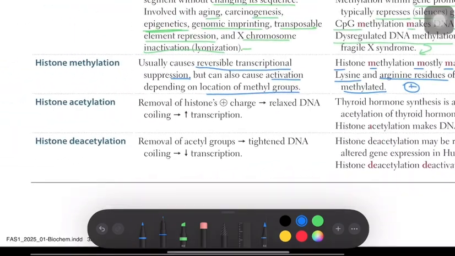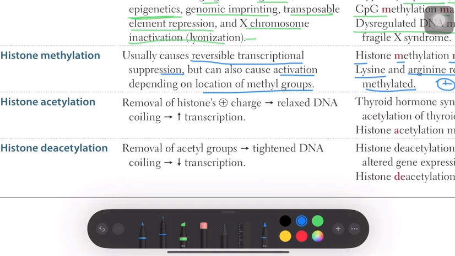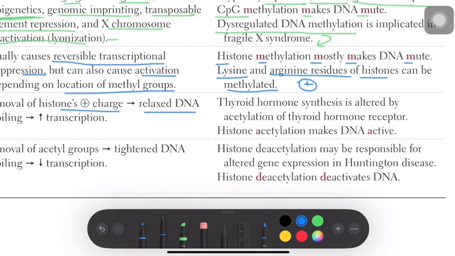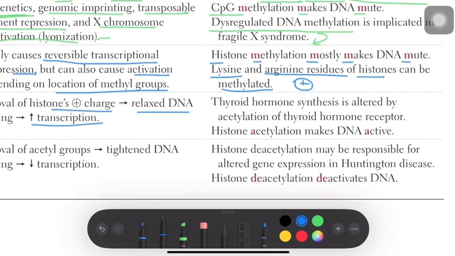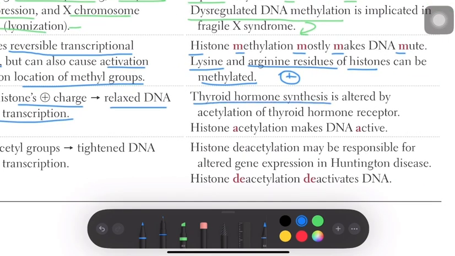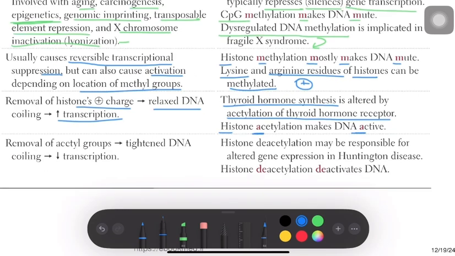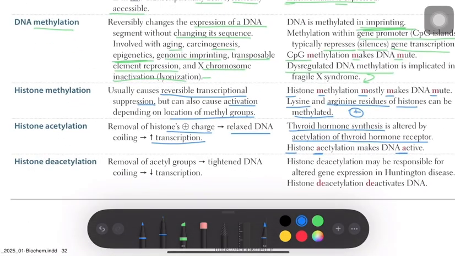Okay, now we have histone acetylation. So if you remove the positive charge of histone, then the DNA is more relaxed, which means it is more transcriptionally active, it is more open. So you can express the gene, you can make protein. So increase transcription. Now, thyroid hormone synthesis is altered by acetylation of thyroid hormone receptors. So histone acetylation makes DNA active. A, acetylation, A, active.